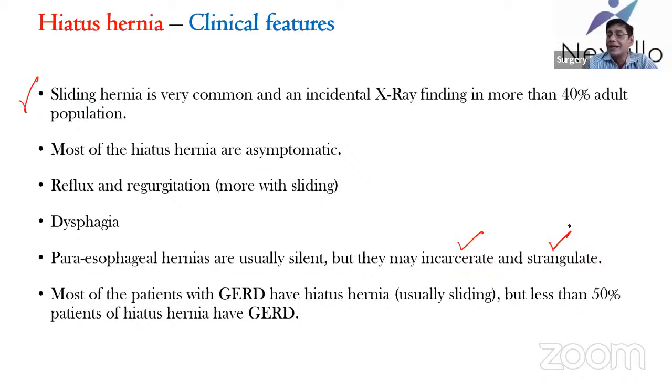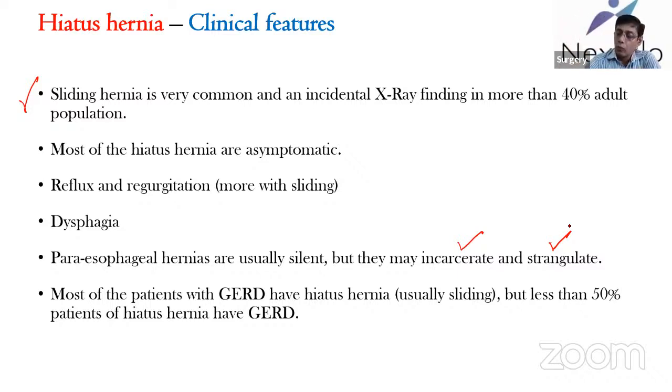Okay. So furthermore, most of the patients with GERD, that is gastroesophageal reflux disease, have hiatus hernia, which is usually sliding. But less than 50% of the patients of hiatus hernia have GERD. So this is the opposite: if a patient has GERD, he may very likely have the hiatus hernia. But if the patient has hiatal hernia, then we cannot say whether he is having GERD or not. Okay. So this is the relationship between these two.